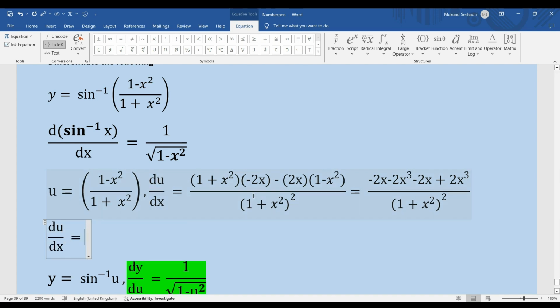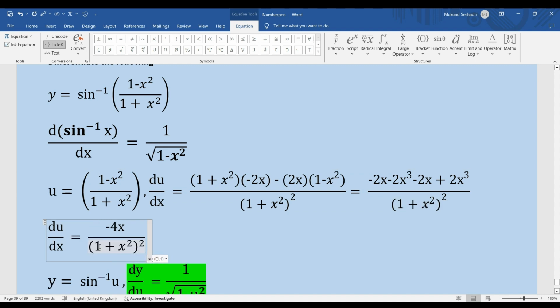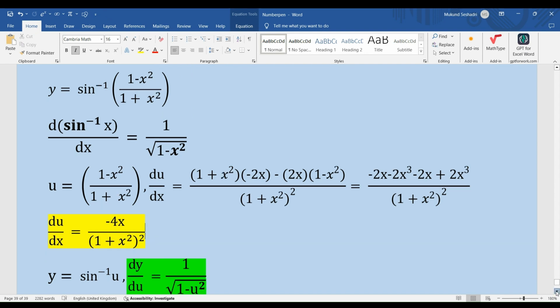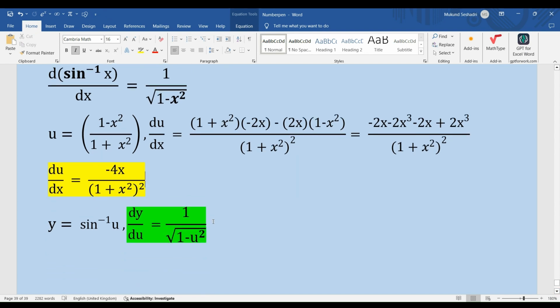My du by dx, post cancellation of the 2x cube, works out to be minus 4x, because I have a minus 2x and a minus 2x, and my 2x cube term gets cancelled. And then I write my denominator as it is, right? So my du by dx is nothing but minus 4x divided by (1 plus x squared) the whole squared. So I have my du by dx now. I have my dy by du as well. And all that I need to do is a simple application of the chain rule to arrive at my final answer, right? So what's my final answer?